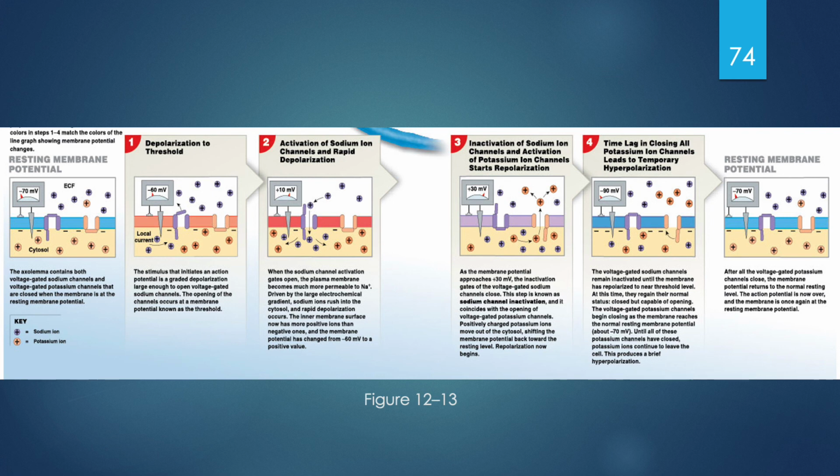Now we have to close these gates. We inactivate the sodium ion channels, and the potassium ion channels open up, which starts repolarization. We also have the hyperpolarization that we see as the end point of all action potentials, and this is because there's a lag time before the potassium ion channels close. For a little while we still have some potassium moving, but once they close, we return to our resting membrane potential.